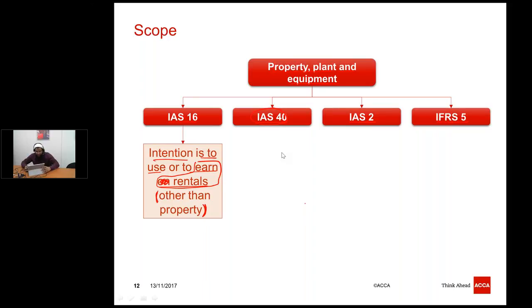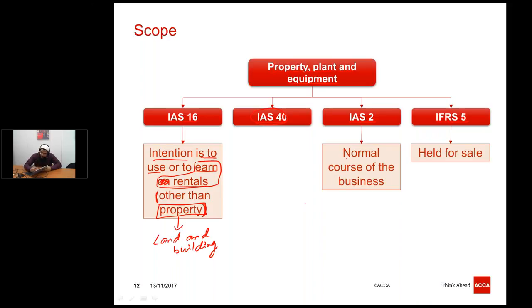Bilal is saying laptop on rent, laptop is also property. Bilal, by property we mean land and building. The word property here does not mean ownership. The word property means land and building. So apart from land and building, everything else given on rent is IAS 16. But if I am giving land on rent, it is IAS 40. If I'm giving a building on rent, IAS 40.